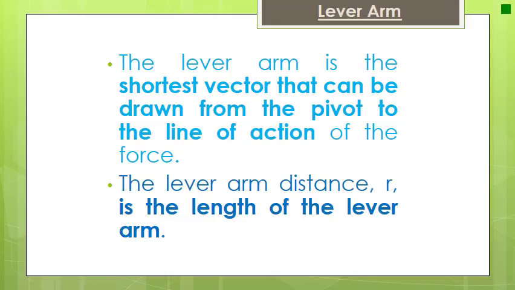I'm sure you need to understand what is meant by this lever arm distance. Now, before we learn about the lever arm distance, it's a good idea to look at what is meant by the term lever arm first of all. The lever arm is the shortest vector that you can draw from the pivot point to the line of action of the force. And the lever arm distance is the length of the lever arm. Now, I will use the example in the next slide to illustrate what is meant by lever arm distance and the line of action of a force.